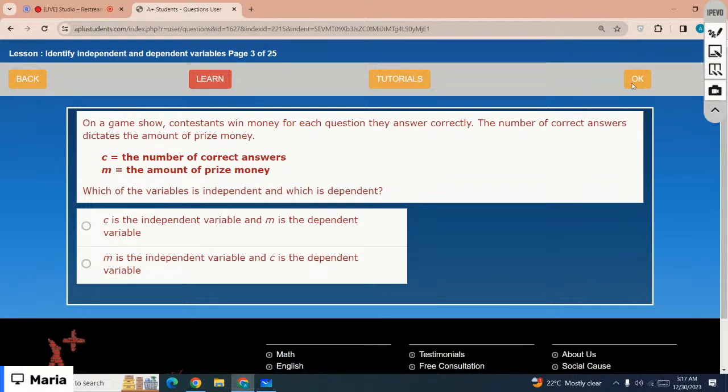The next one is on a game show. Contestants win money for each question they answer correctly, right? The number of correct answers dictates the amount of prize. C equals the number of correct answers and M equals the amount of prize money. Which of the variables is independent and which is dependent? So which is the correct option?